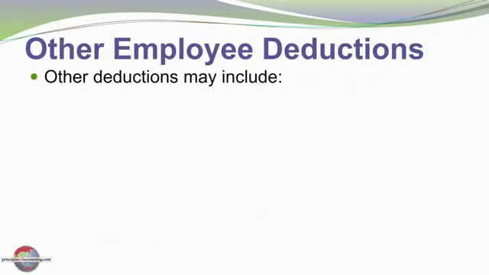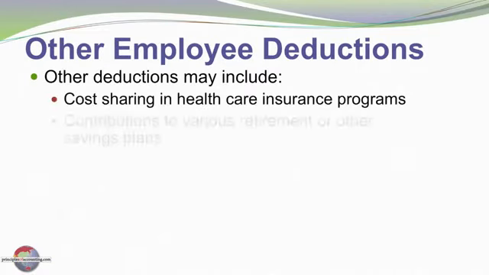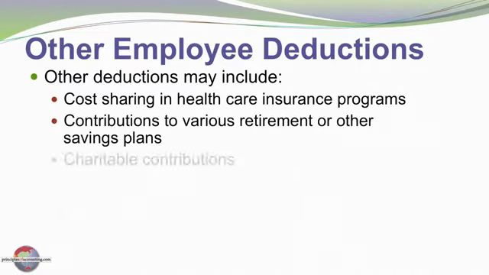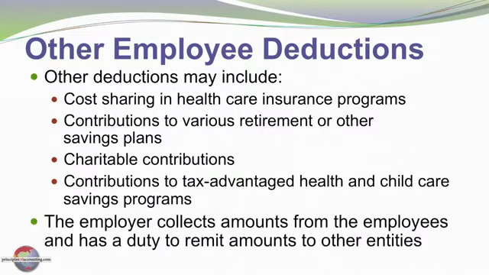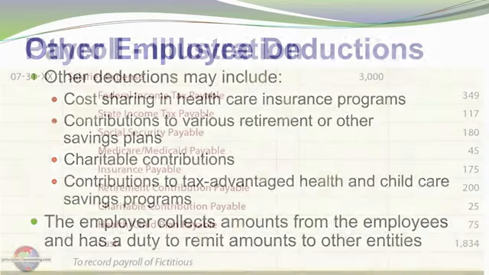There are other employee deductions that can relate to health care insurance premiums, contributions to retirement programs, charitable contributions, and certain tax-advantaged health and child care savings programs. The employer that collects these amounts from the employees also has a duty, of course, to remit them to the appropriate entity, such as an insurance company.